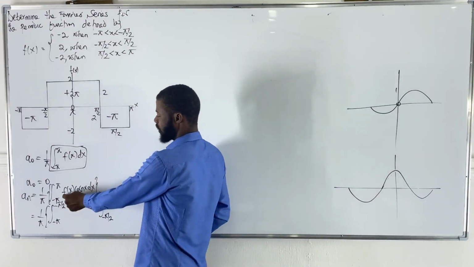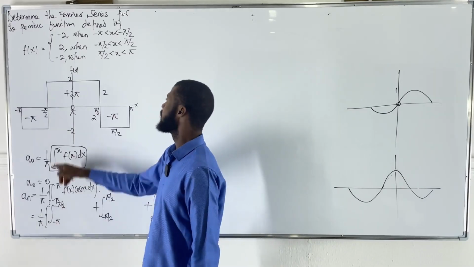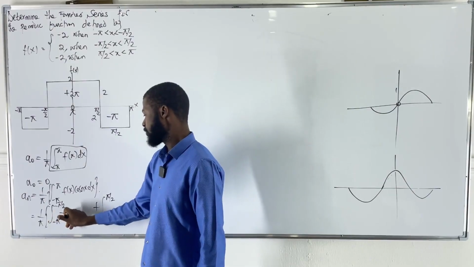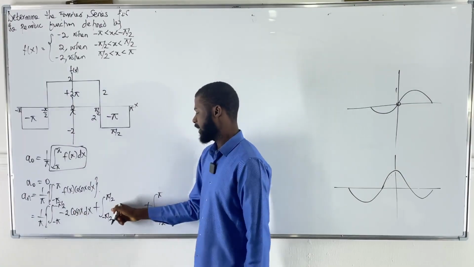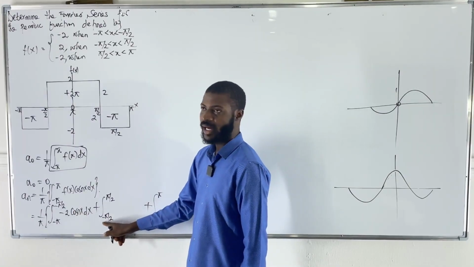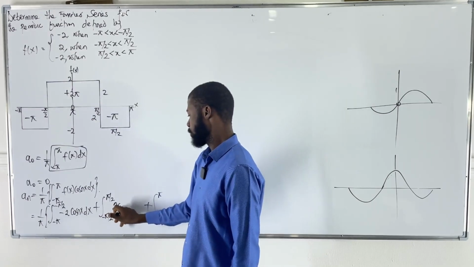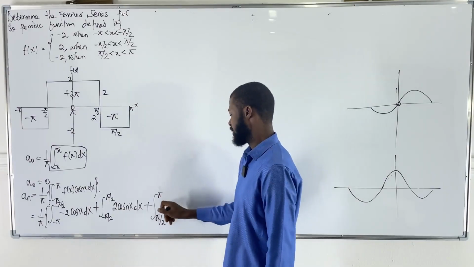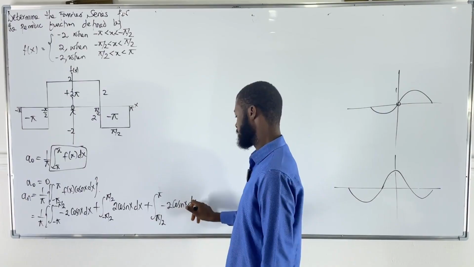Now, every single thing should have f of x cos nx. So what is f of x within this interval? f of x within this interval is minus 2. So we have minus 2 cos nx dx. Then over here, the value at this interval is 2. So this will be 2 cos nx dx. Then the value at this interval is minus 2, cos nx dx.